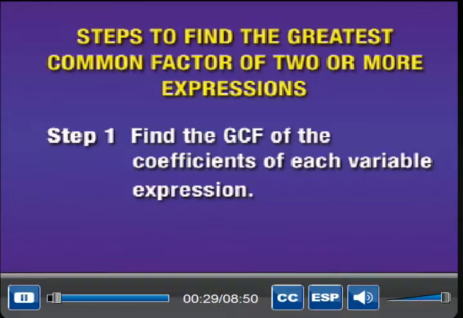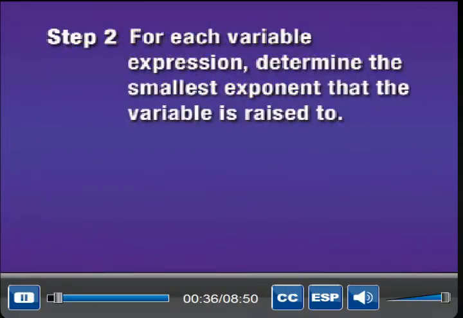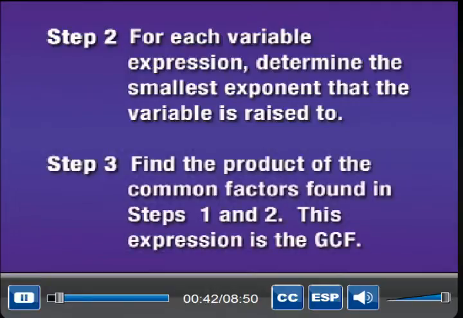Steps to find the greatest common factor of two or more expressions. Step 1. Find the greatest common factor of the coefficients of each variable expression. Step 2. For each variable expression, determine the smallest exponent that the variable expression is raised to. Find the product of the common factors found in steps 1 and 2. This expression is the greatest common factor.